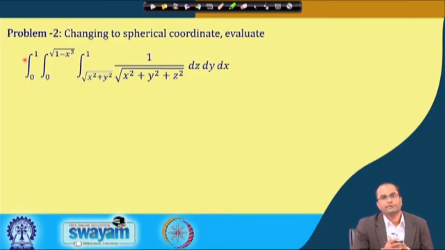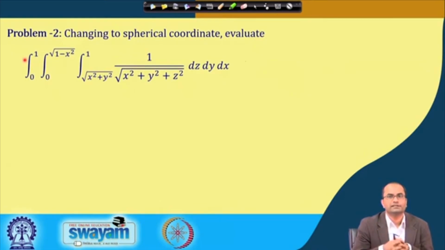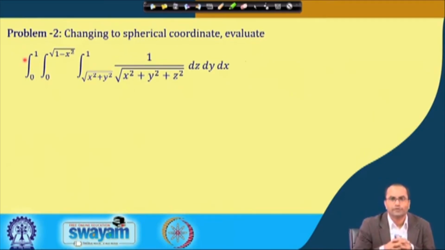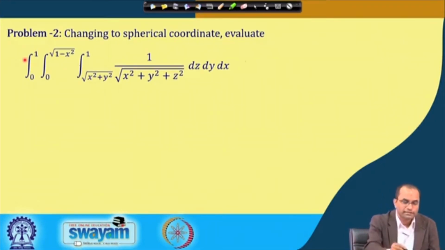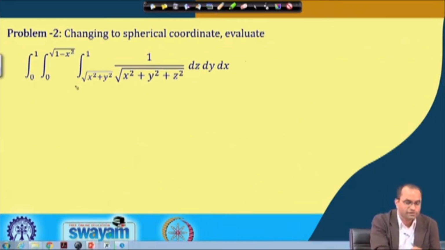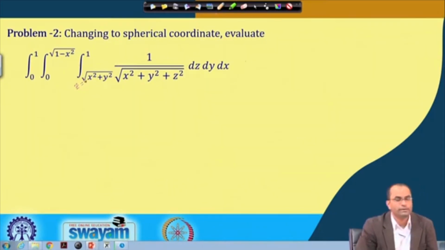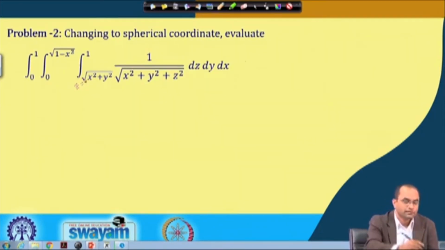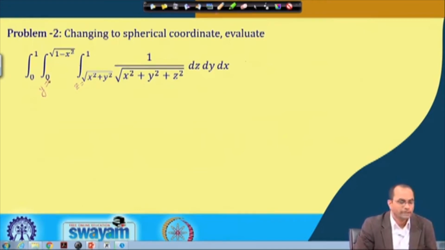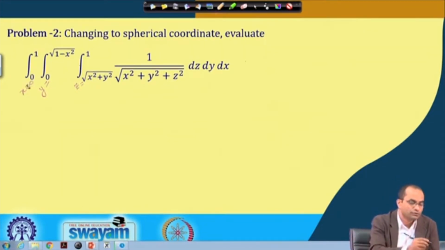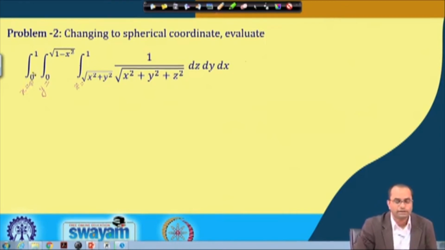So, we have to identify, looking at the limits of the integral, what the domain is, because once we know the domain, then it is easier to represent that in spherical coordinates as well. In this case, the limits for z, the inner one, are: z goes from x square plus y square to 1, y goes from 0 to square root 1 minus x square, and x goes from 0 to 1. So, these are the limits.